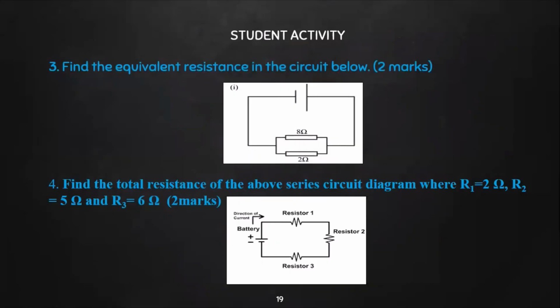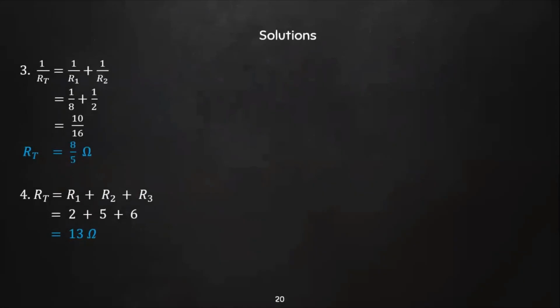Now moving to question 3. For questions 3 and 4, the circuit diagrams are given and we are supposed to find the total resistance in a series and in a parallel circuit. The first circuit diagram is based on a parallel circuit, and the second, question 4, is based on a series circuit.